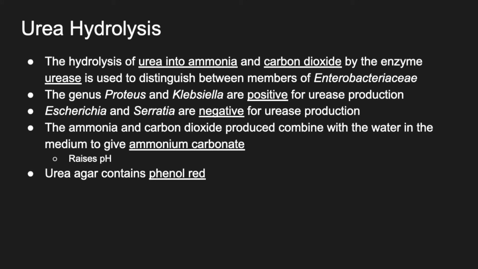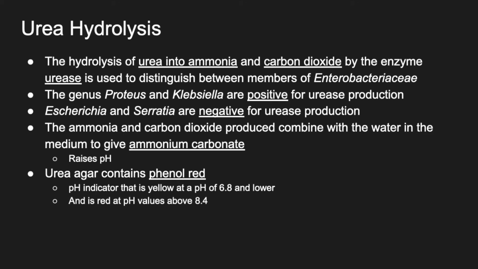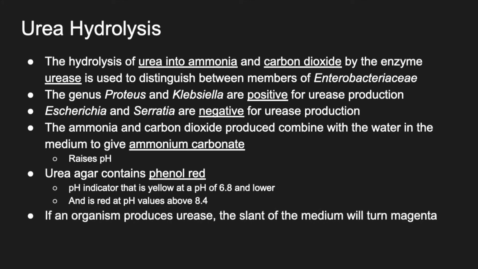And how we can tell this is happening, urea agar contains something called phenol red. And phenol red is an indicator that is yellow at a pH of 6.8 and lower. And it is red when the pH value exceeds 8.4. If an organism produces urease, the slant of the medium will turn magenta. Okay? So it'll turn magenta because it's becoming more basic, more alkaline, and that phenol red pH indicator turns red.